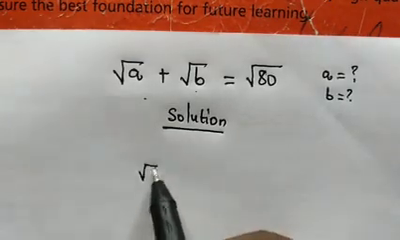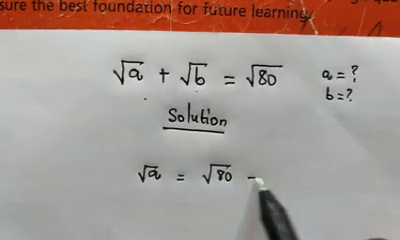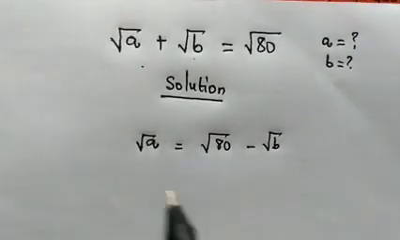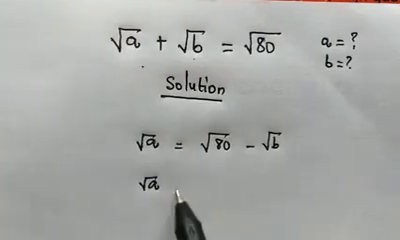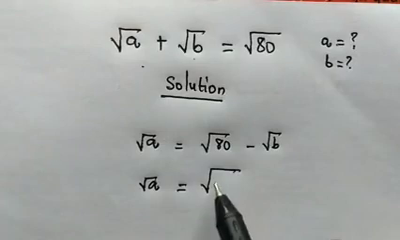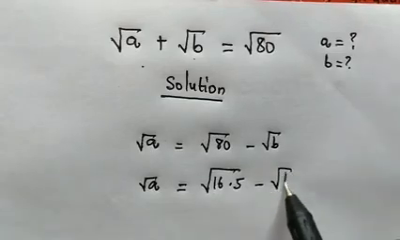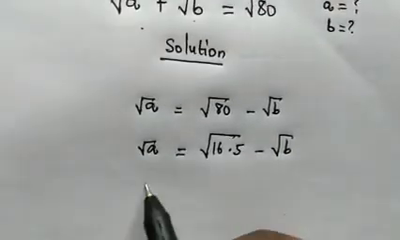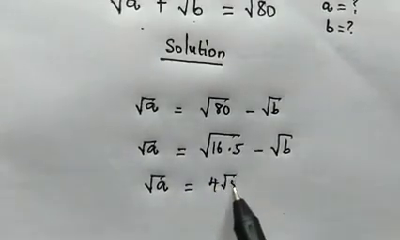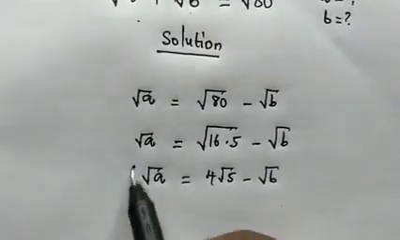Now here we have the square root of a is equal to square root of 80 minus square root of b. Right? And square root of 80 is the same as square root of 16 multiplied by 5 minus square root of b. Here we have square root of a is equal to 4 root 5 minus square root of b. Now square both sides.